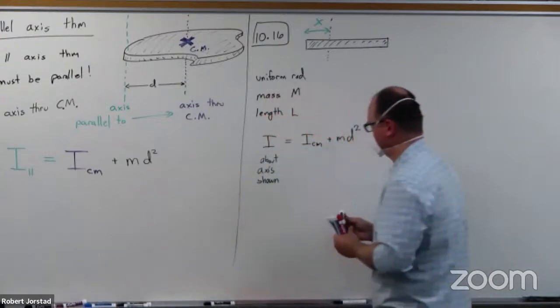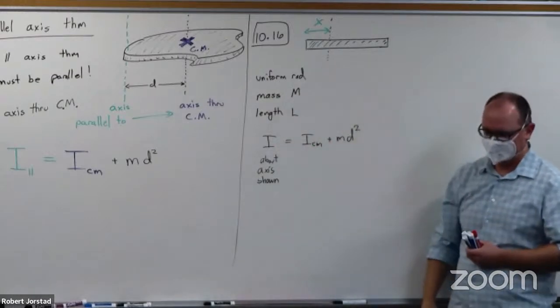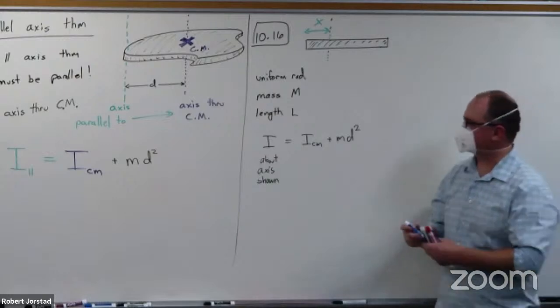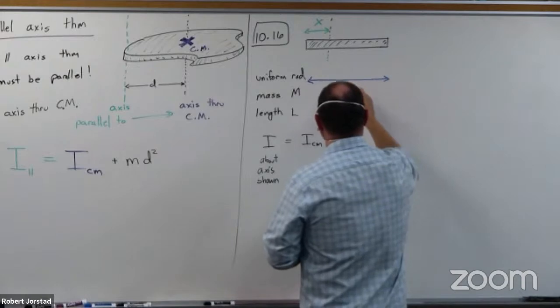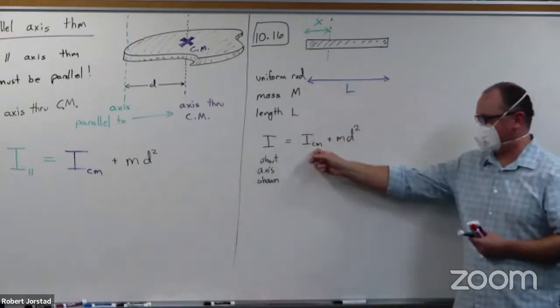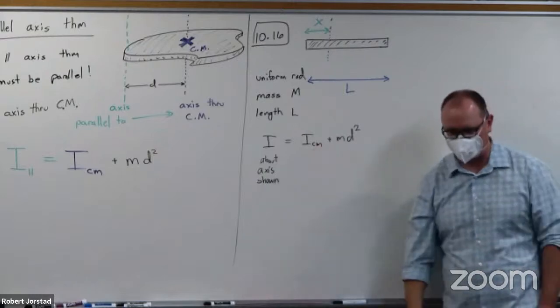I'll get out of the way. Right? This is clearly not through the center. I know the length of this rod is L. What should I grab out of the table? Go look at the table and tell me which moment of inertia to grab.